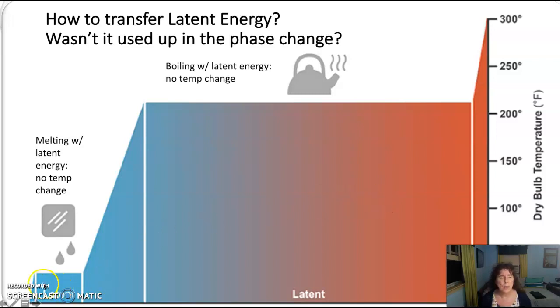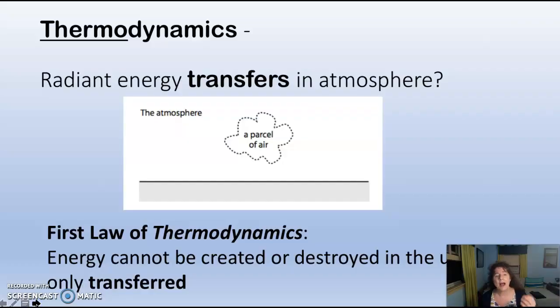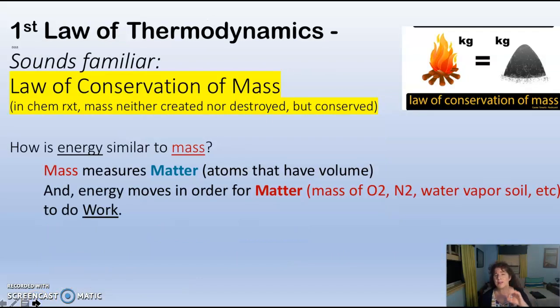And conversely, when we go into melting, don't we use up a whole lot of energy melting? Well, actually, no, we can't use up energy. It's part of the first law of thermodynamics, which states that energy can't be created or destroyed. It can simply be transferred. And that sounds an awful lot like another law that you might know, the law of conservation of mass: in a chemical reaction, mass can neither be created nor destroyed, but conserved. And conserved is pretty similar to transfer.